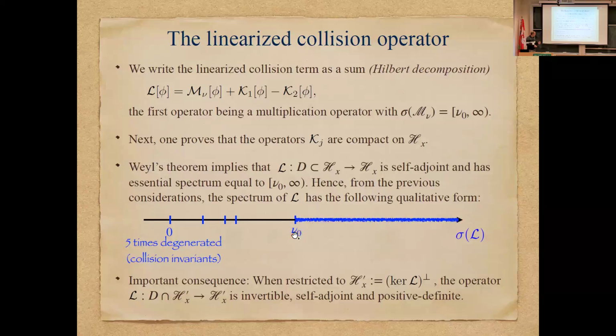Now, the important consequence for us is that you can invert this operator if you restrict it to the orthogonal complement of the kernel of L. The kernel of L are these collision invariants. So by restricting to this subspace, you basically erase this 0 eigenvalue, and then it becomes a strictly positive operator which you can invert.